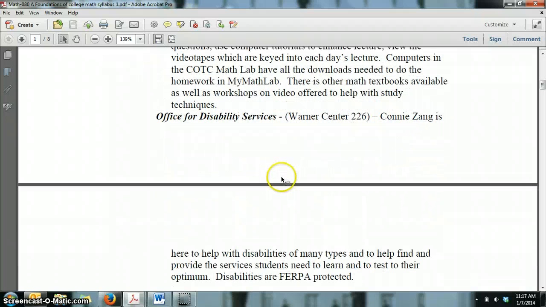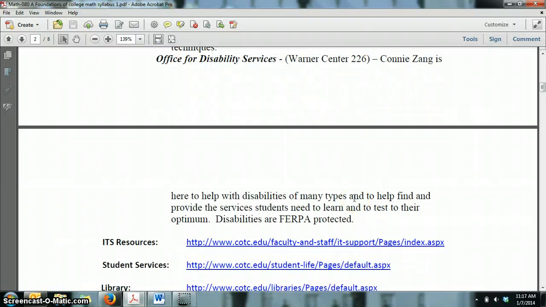Office of Disability Services: if you do have extended time or you had an IEP in high school and you need some accommodations, making an appointment with Connie Zhang would be the person to talk to, and let me know as soon as possible if you do have any disabilities or any accommodations that you need.